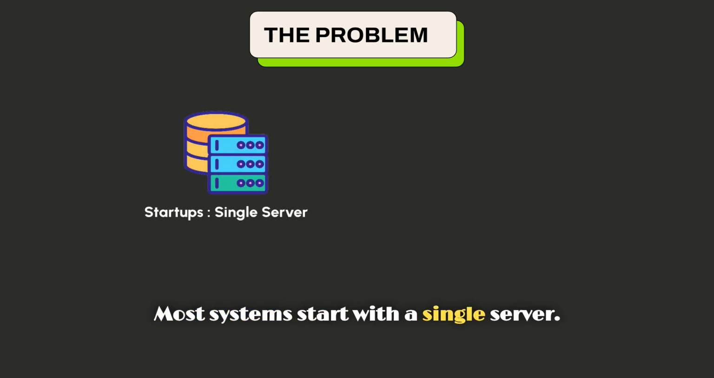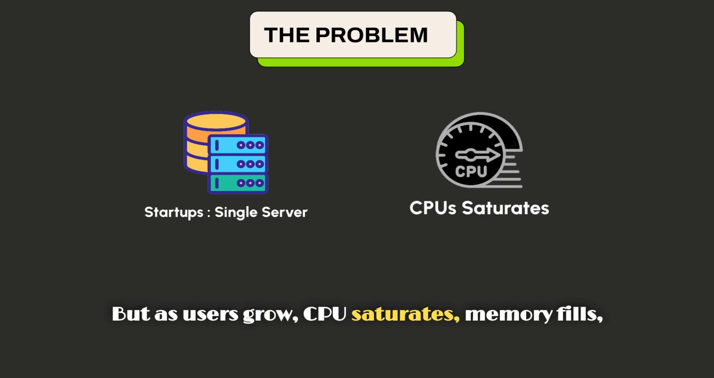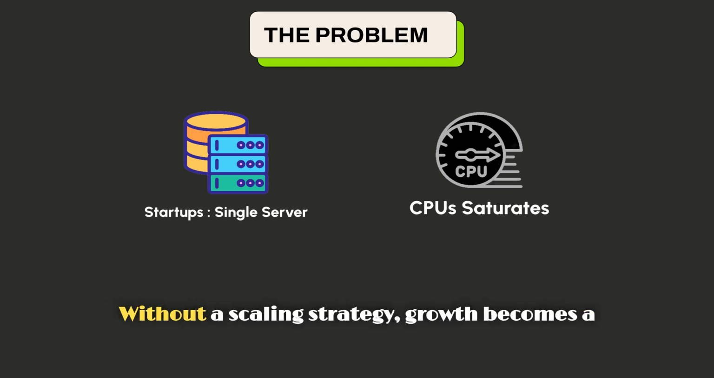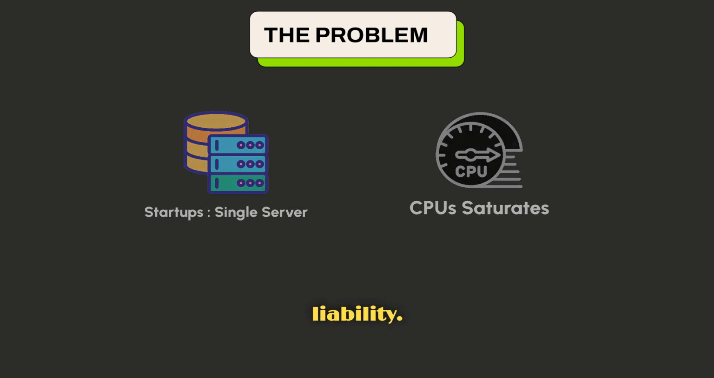Most systems start with a single server. Initially, performance is acceptable. But as users grow, CPU saturates, memory fills, latency increases, and eventually requests fail. Without a scaling strategy, growth becomes a liability.